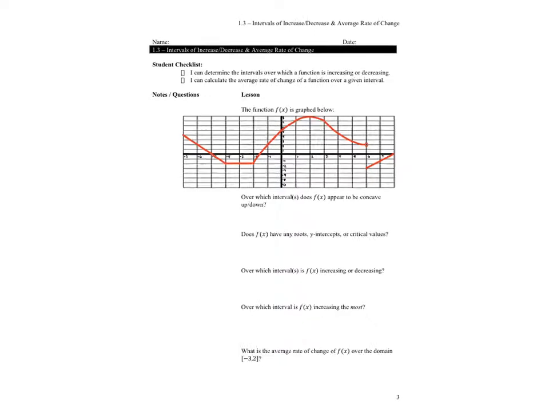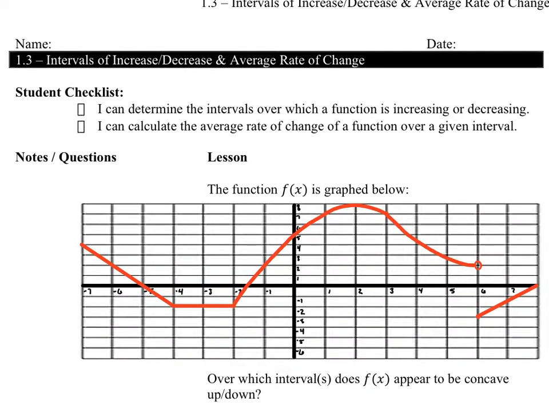The skills that we're going to cover in this lesson are determining intervals over which a function is either increasing or decreasing. Determining increasing or decreasing is not going to be difficult for us. It's literally as simple as the function is increasing here, the function is decreasing here. But identifying those intervals is what we're really going to need to talk about. And then we're going to calculate something called an average rate of change over a function when you're given an interval as well.